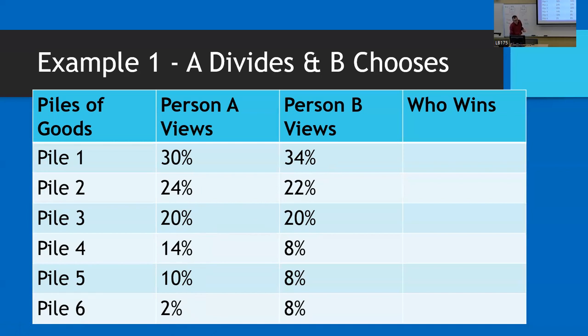And therefore, B would have picked the one with pile three and one, and A would have gotten 2, 4, 5, and 6. Okay. So you can see that while taking turns didn't work in this scenario, the divider chooser method does.